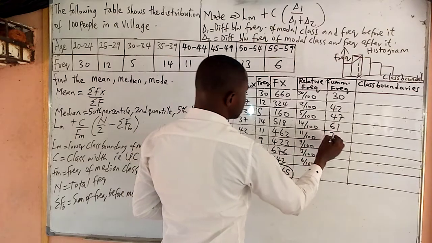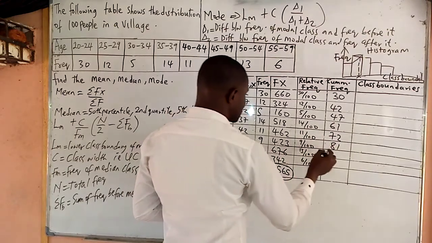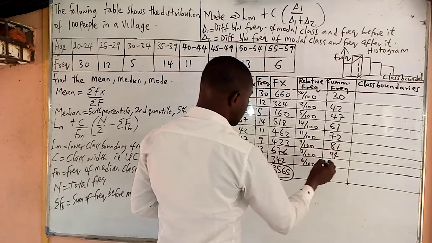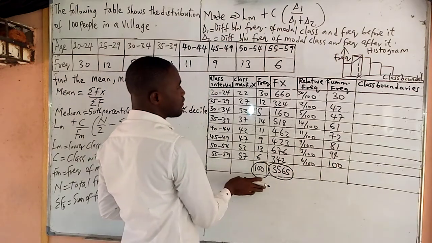61 plus 11, 72. 72 plus 9, 81. 81 plus 13, 94. 94 plus 6, 100. So the last value of a cumulative frequency will be your total frequency.